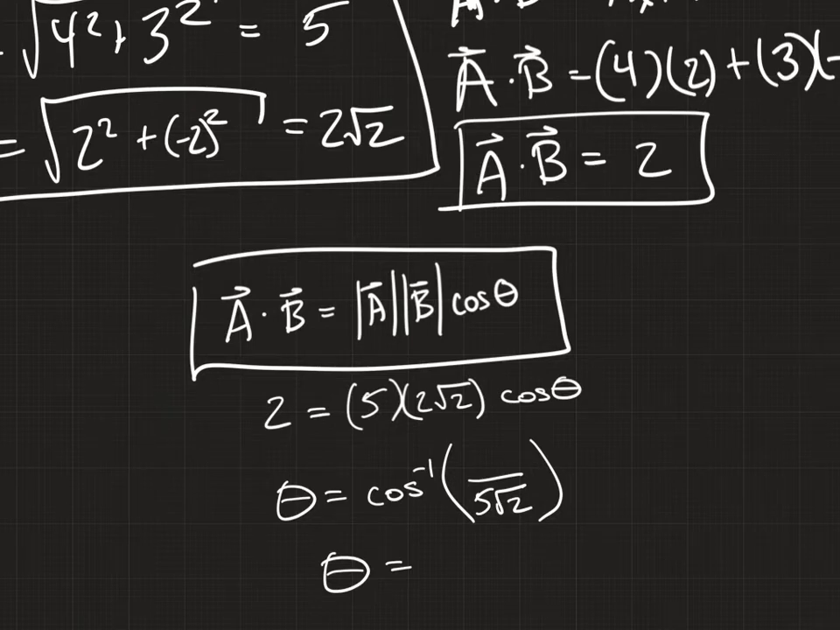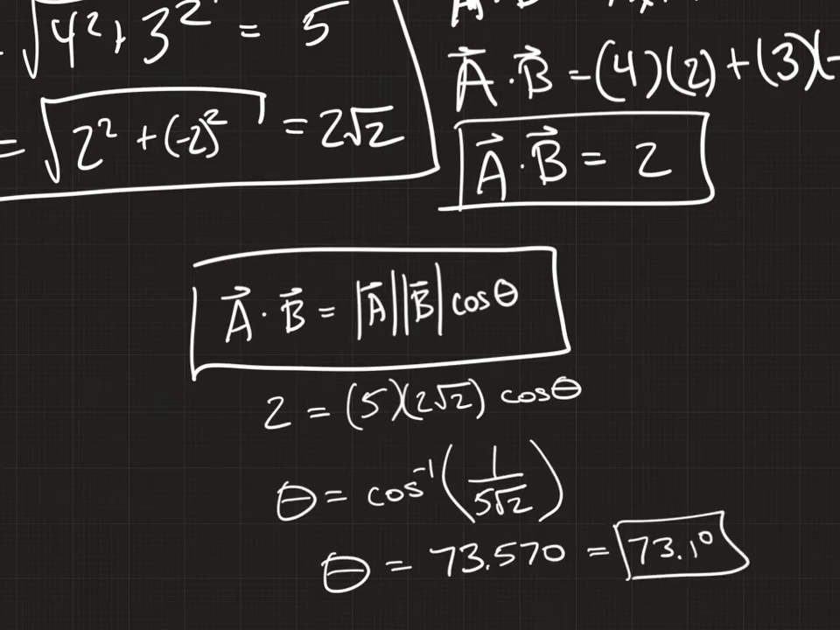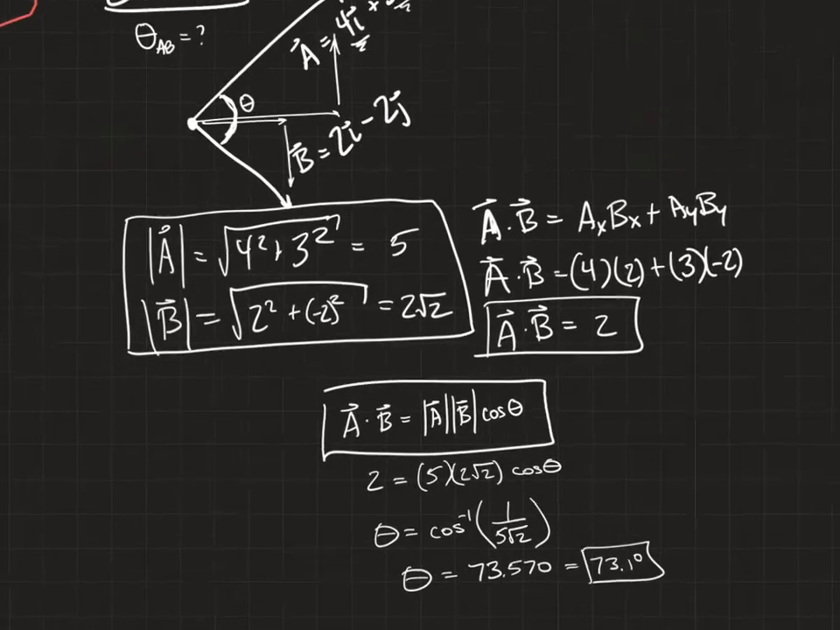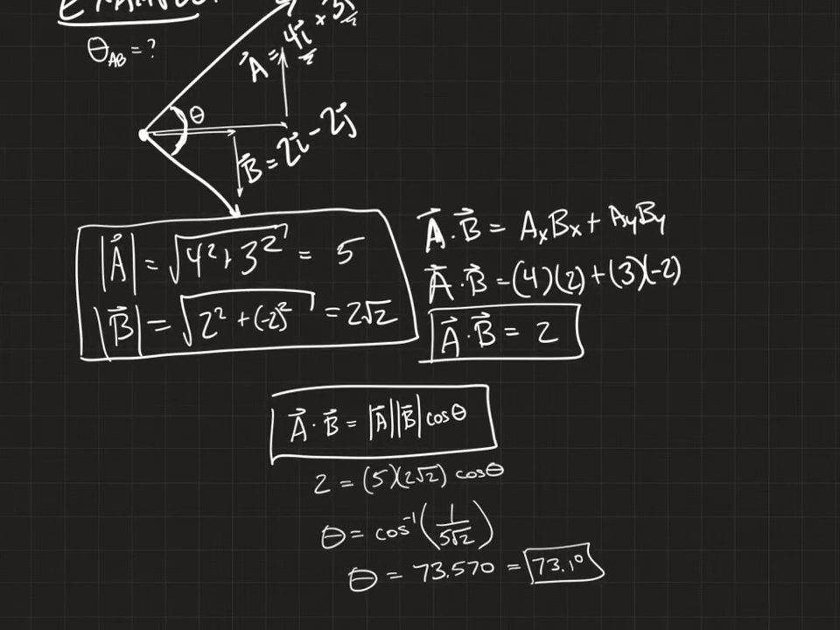So 1 over 5 root 2. And we end up with theta equals 73.570, which is 73.1 degrees. Okay? Now here's a question. Would I have gotten the same thing if I had done B cross A? Or, excuse me, B dot A.